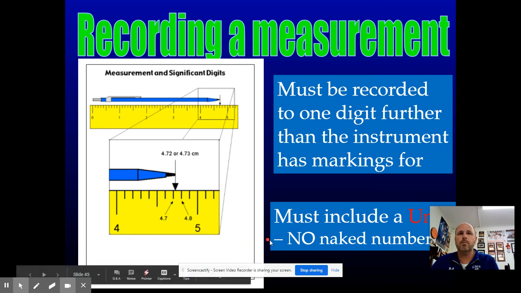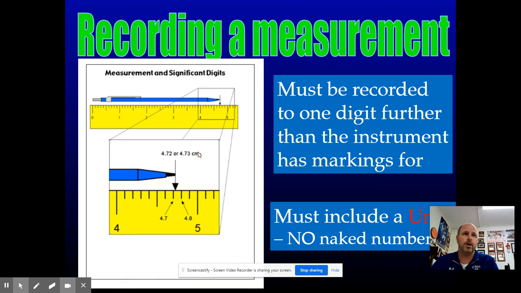And I'll talk more about this on the next slide. But down here, it must include a unit. So that's why we're saying centimeters. I didn't even realize it did say centimeters, and it wasn't on the ruler up there. So anytime you take a measurement, you have to record it to one digit farther than the instrument has markings for.